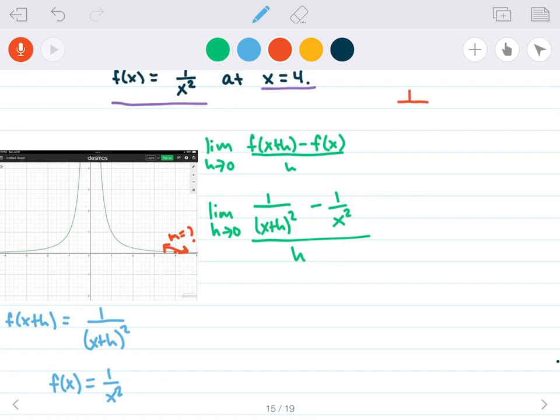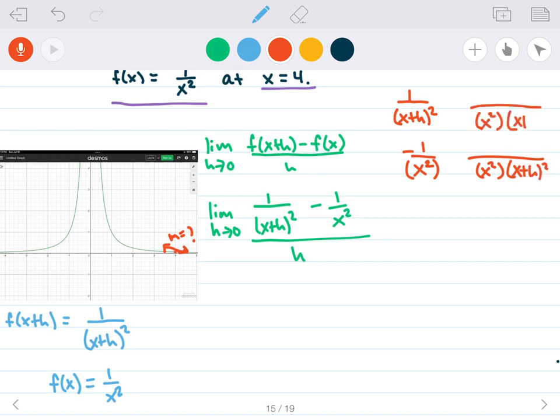So I have 1 over x plus h squared minus 1 over x squared. And so to find the common denominator, in this case, I just multiply those denominators together to give me x squared times x plus h squared. That's my common denominator. And so with my top function right here, I have to multiply the denominator by x squared on top and bottom.